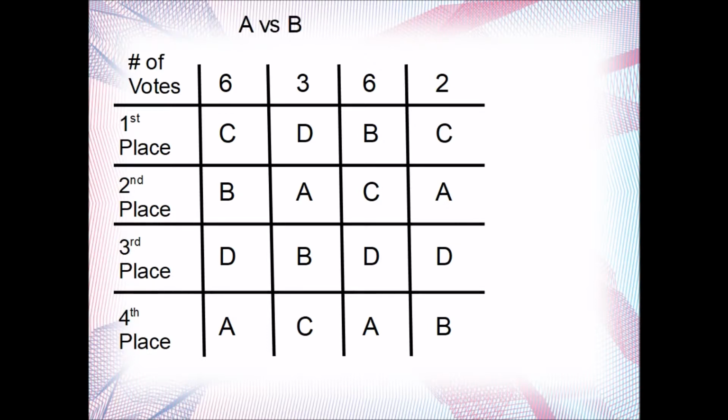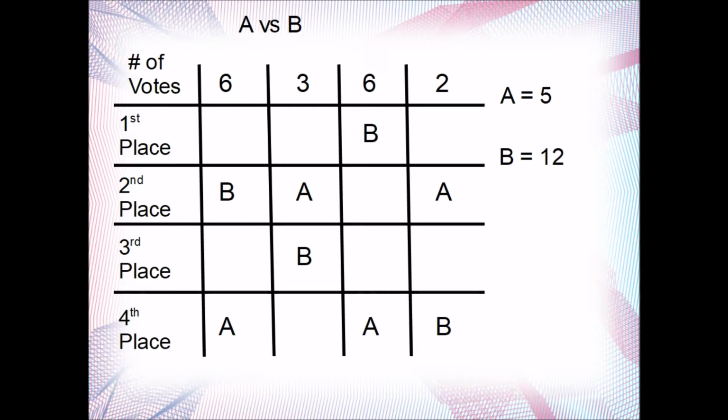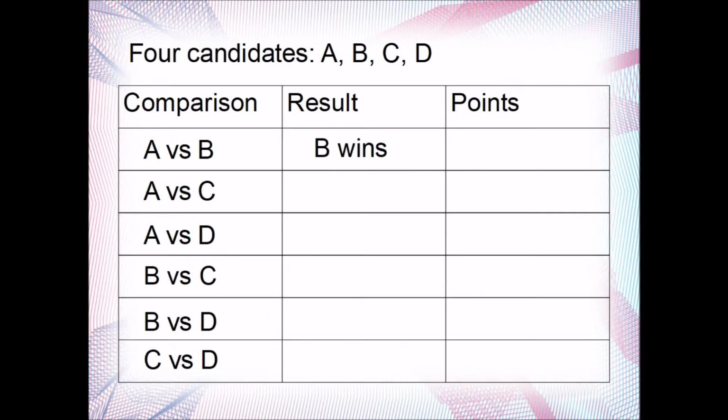Since I only care about A and B, let's get rid of everyone else. So now, looking at the chart here, I can figure out that 5 people like A better than B, that's in the second and the last column, and 12 people like B better in the first and the third column. So B is the winner, so I'll mark that down. Now I need to award the points. So since A lost, A gets -1 points, B gets 1.